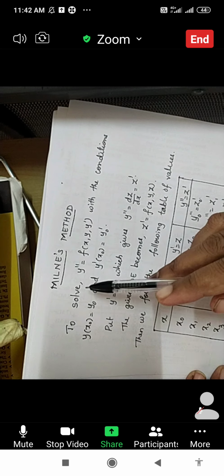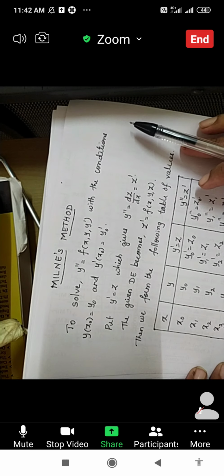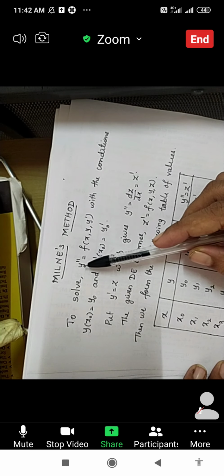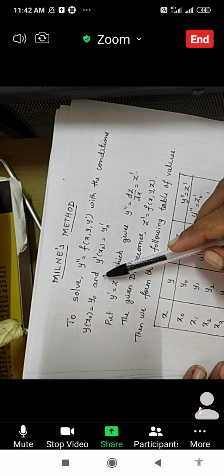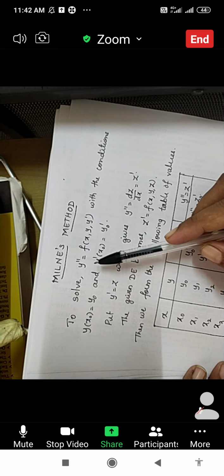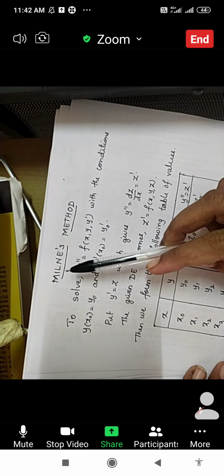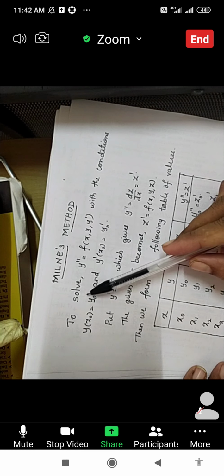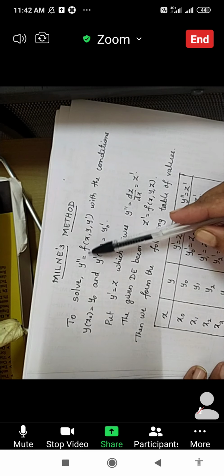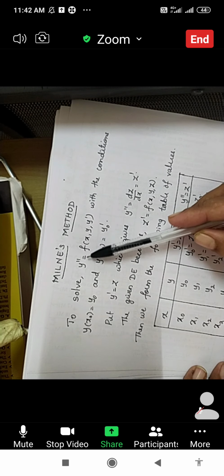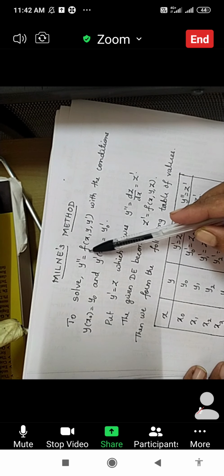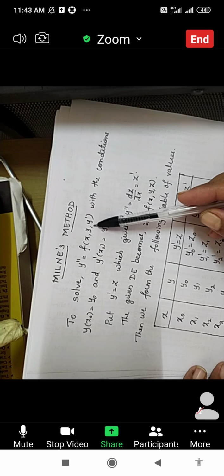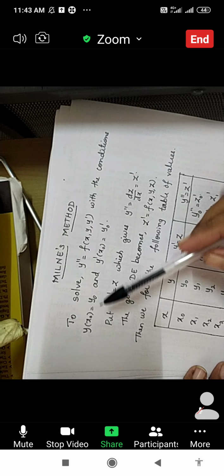Again, the procedure we are going to follow is the same. That is, we are going to reduce a second order differential equation into first order, because already we know how to solve a first order differential equation by Milne's method. For this, let us see the general procedure. A second order differential equation will be given in the form y double dash is equal to f of x, y dash with the conditions.